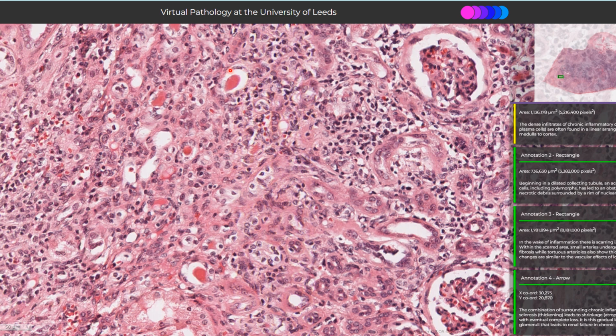And the majority of the tubules are basically filled with this pinkish cast material. So this is what we call thyroidization. Okay, this is called tubule thyroidization, a feature in chronic pyelonephritis. That's all.